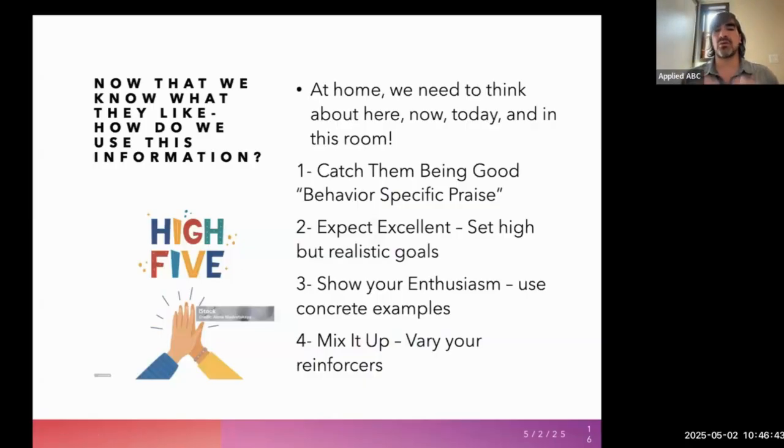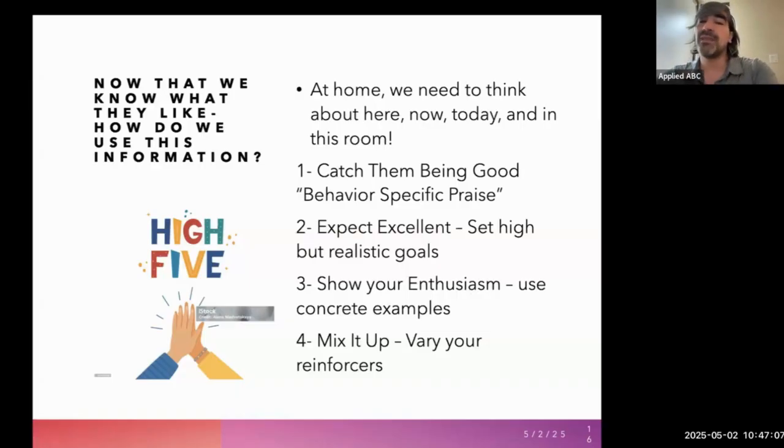Okay, so now that we know what they like, how do we use this information? So we're going to go through 10 ways we're going to use them, and then we'll have following slides to go through them in a little more detail. So I'm just going to give the quick glimpse overview, and then we'll get into it. So at home, we need to think about here, now, today, and in this room. One, we catch them being good and provide behavior-specific praise. That ties in with number three, showing enthusiasm. So it's a little repeaty there.